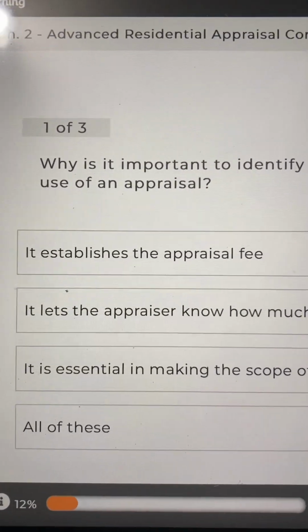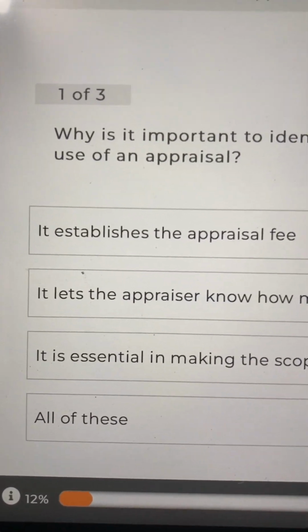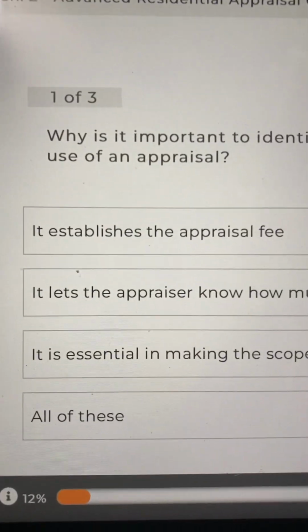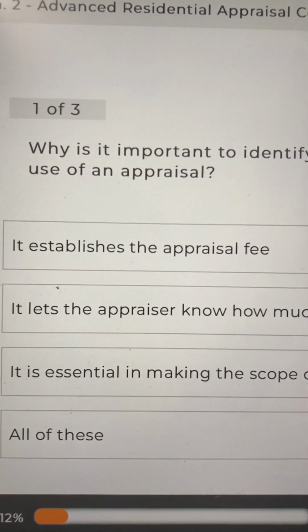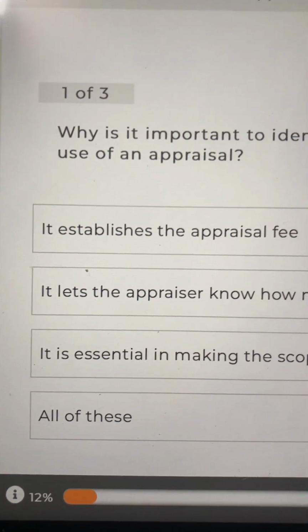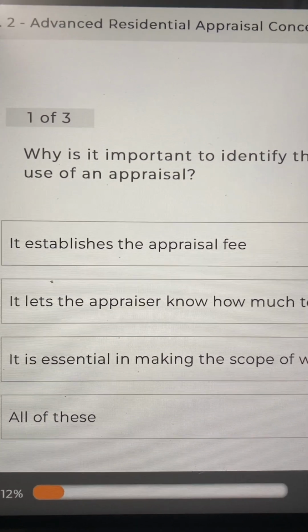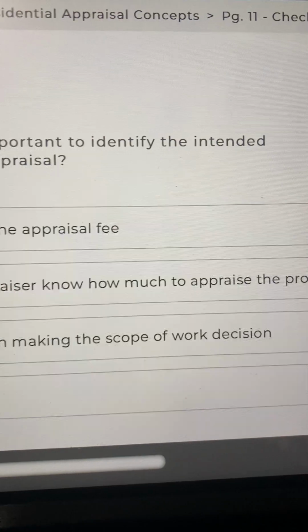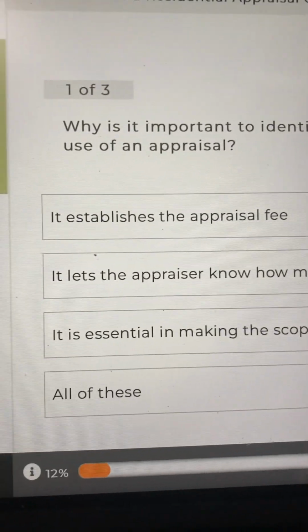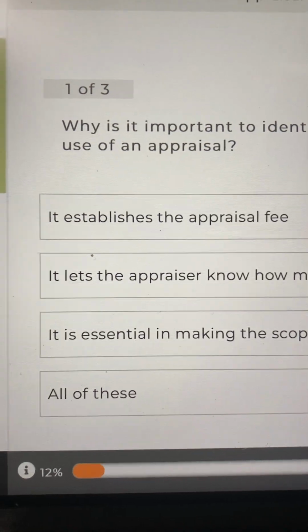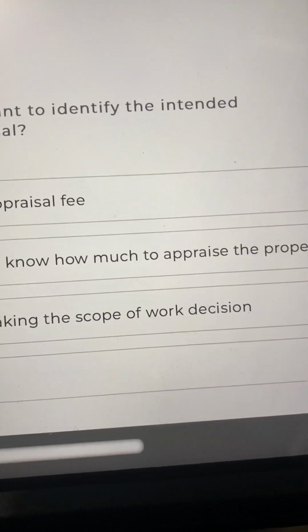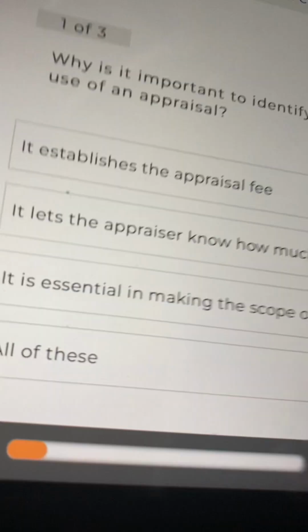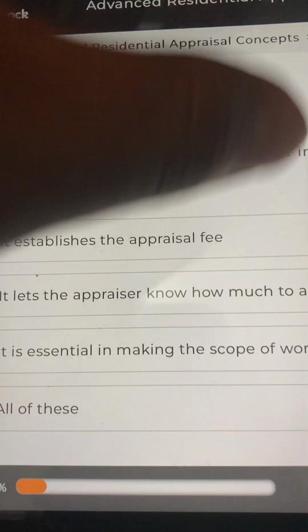Start quiz. Number 1, why is it important to identify the intended use of an appraisal? A, it establishes the appraisal fee. B, it lets the appraiser know how much to appraise the property for. C, it is essential in making the scope of work decision. Or D, all of these. I'm going to go C.